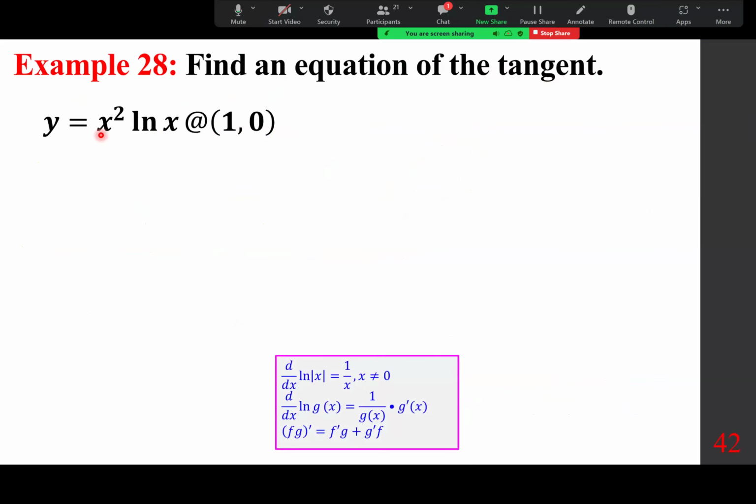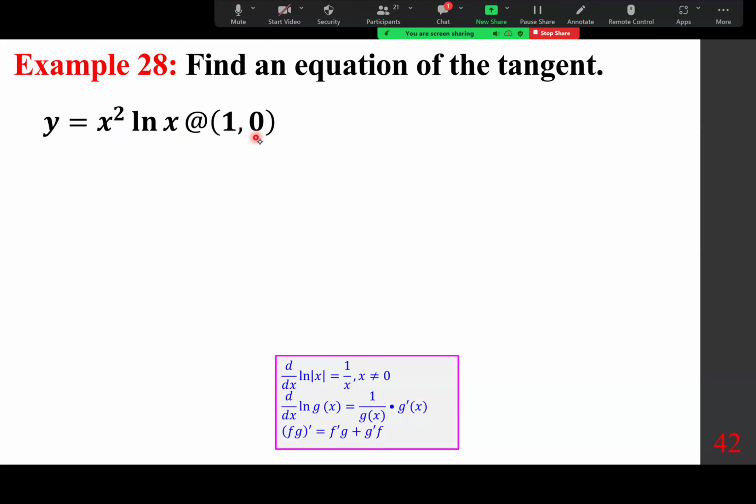Find an equation of a tangent line when y equals x squared ln x at 1, 0. In order to come up with an equation of a tangent line, you need two things. You need the pair. In fact, you need the x because you plug in x and you get y. If you plug in 1, you get 1 squared times ln 1, which is 0. That's how you get 0.